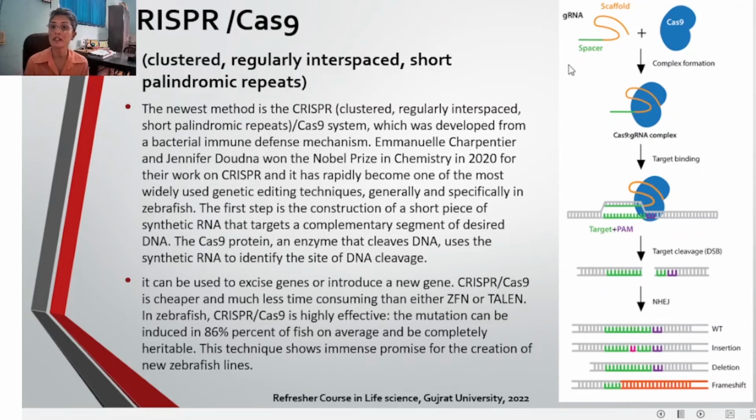So this synthetic RNA will combine with the Cas9 protein, and they will form a complex, and this is known as what? The CRISPR-Cas9 complex, right? Now this CRISPR-Cas9 complex can identify the particular target site on the DNA molecule, and this complex will combine with the target sequence, and it will cleave. The DNA will be cleaved.